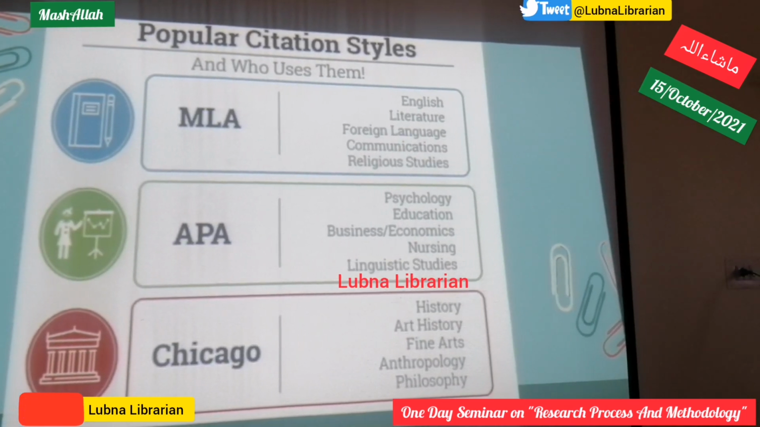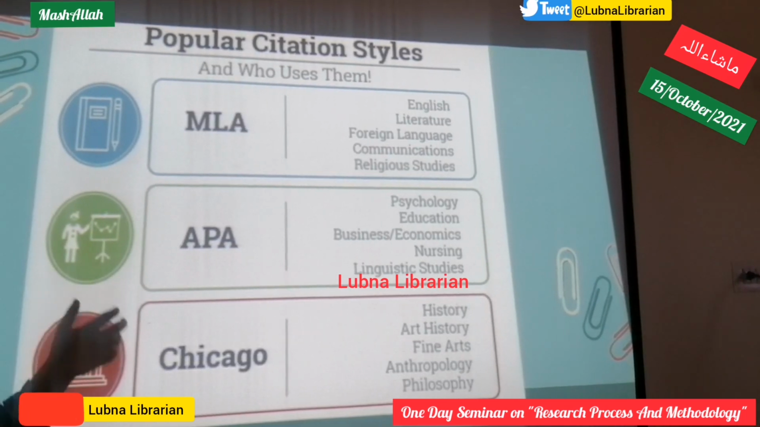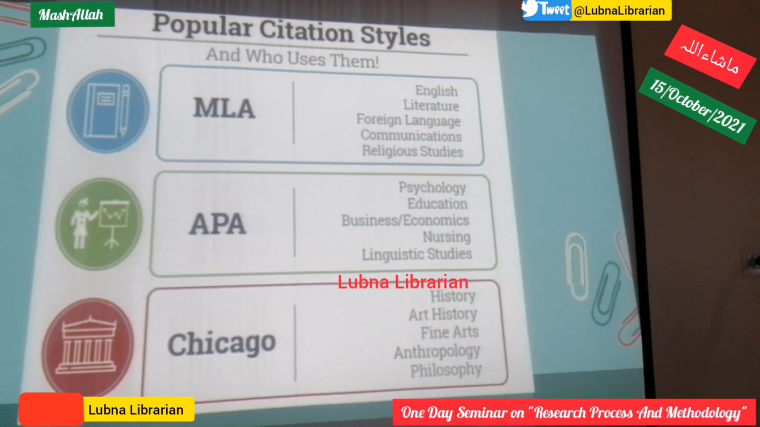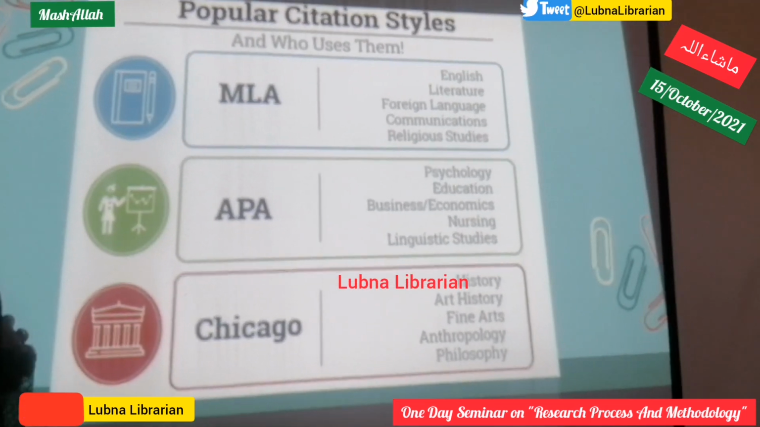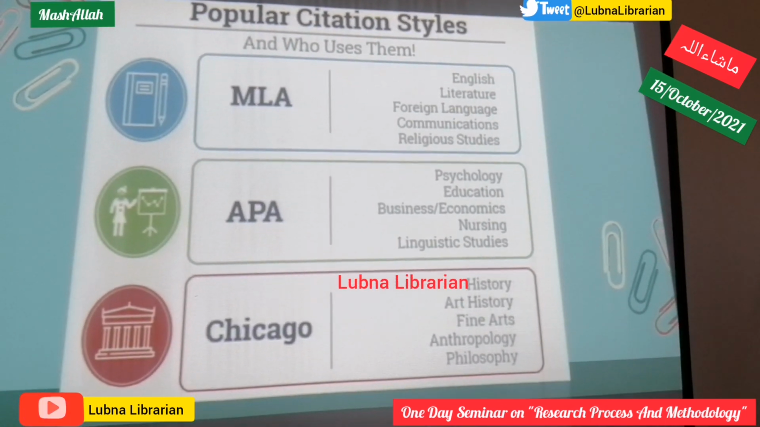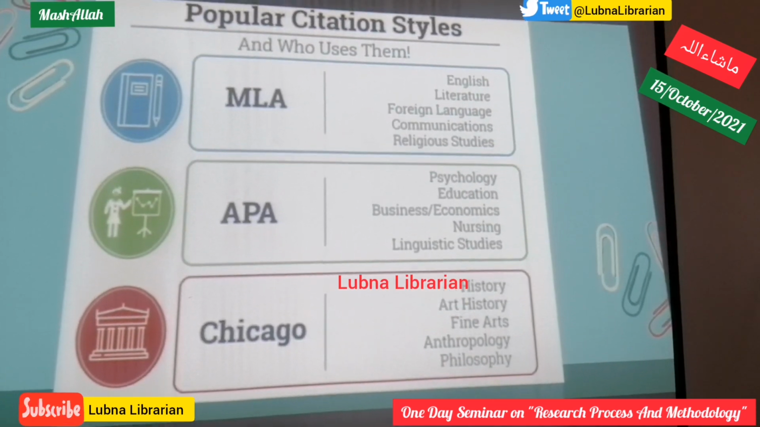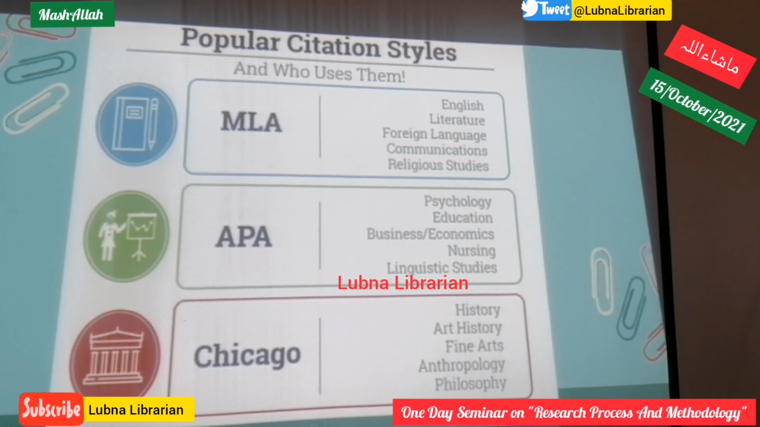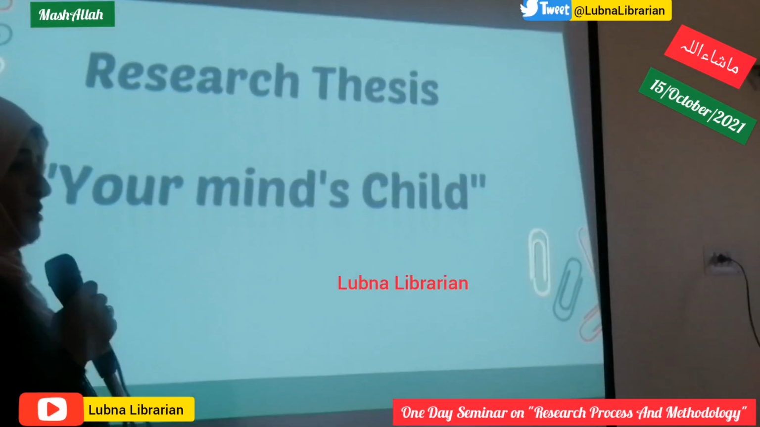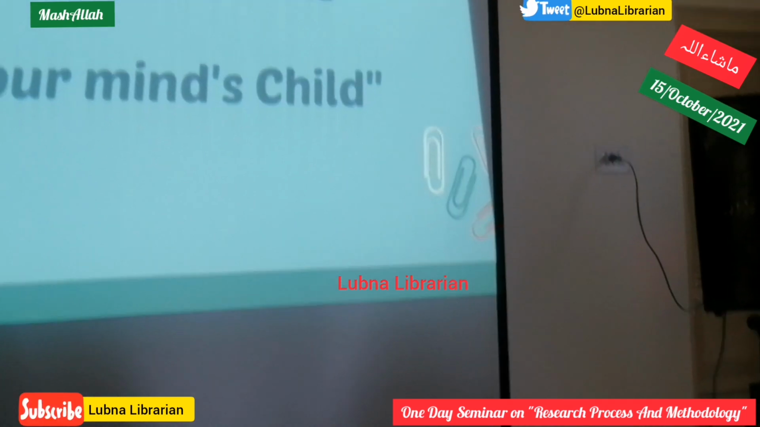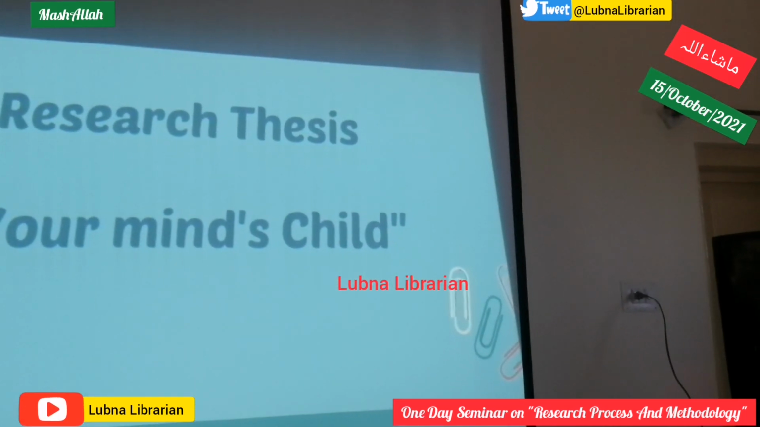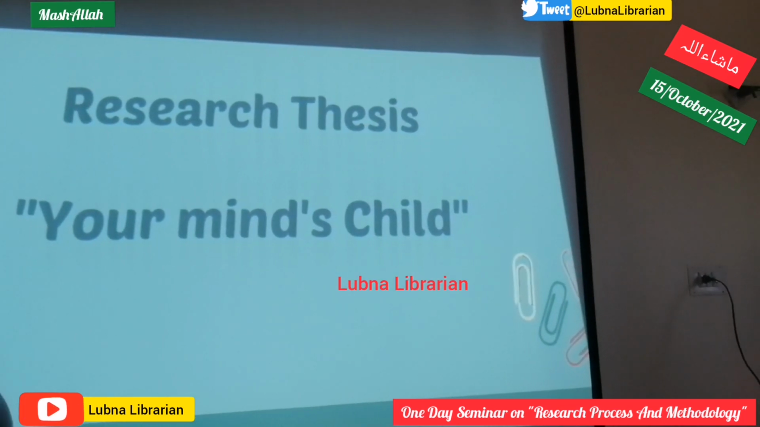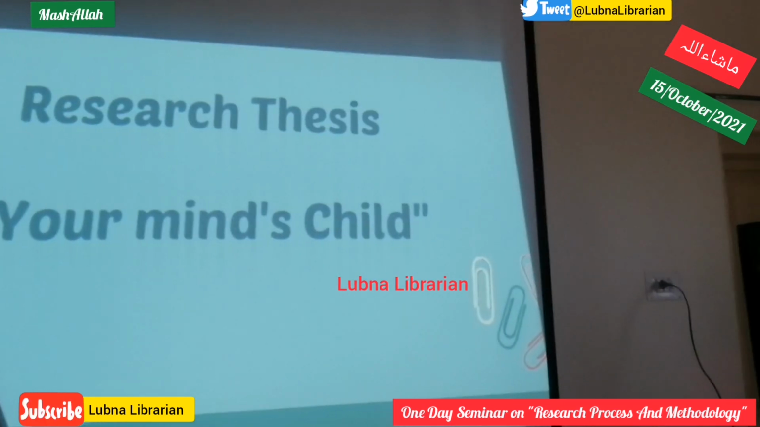So later on I'm going to give you some tips on APA as well. The manual is with me, you can take it from me later on at the end. Then comes Chicago, usually history, art history, fine arts, anthropology and philosophy. These sort of areas usually adopt this type of style. Then comes the research thesis itself, right? This is an area that is very interesting plus difficult for future researchers as well. So we'll talk about research thesis over here.